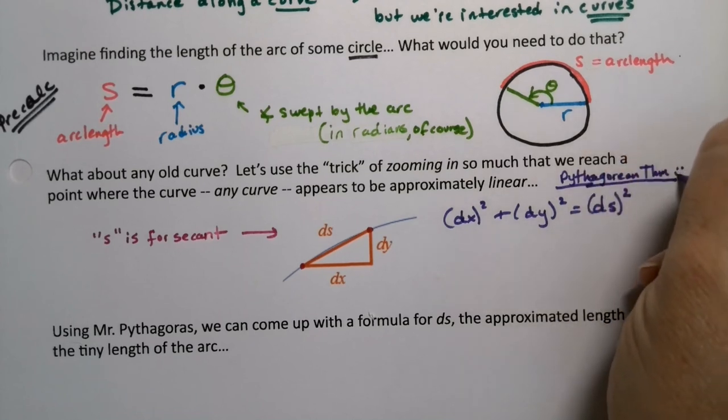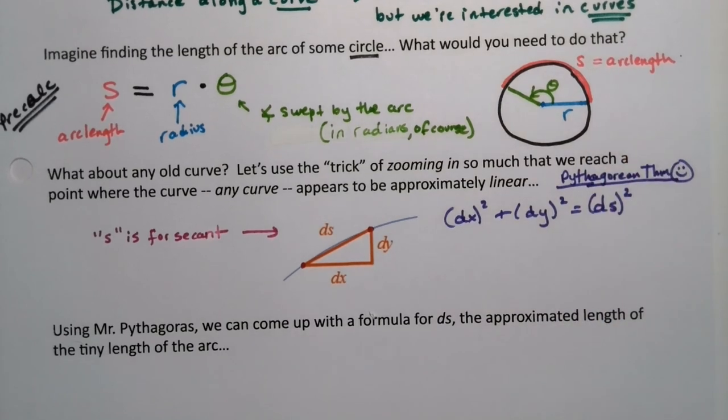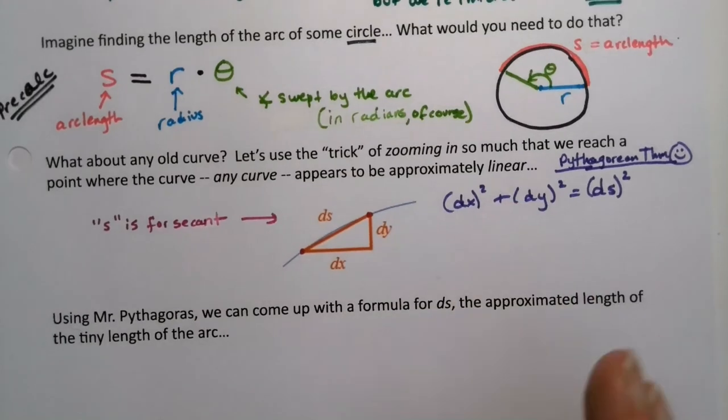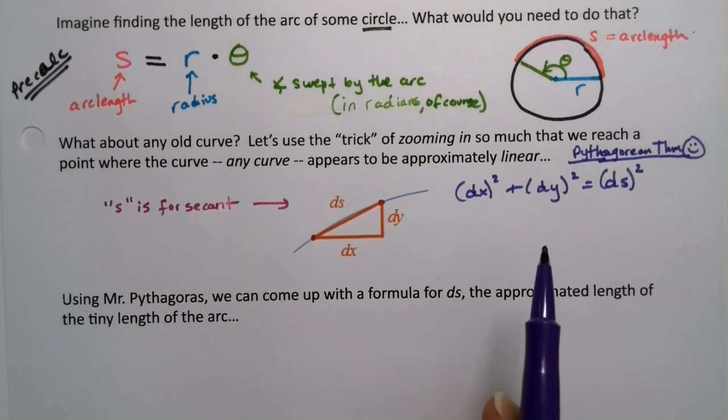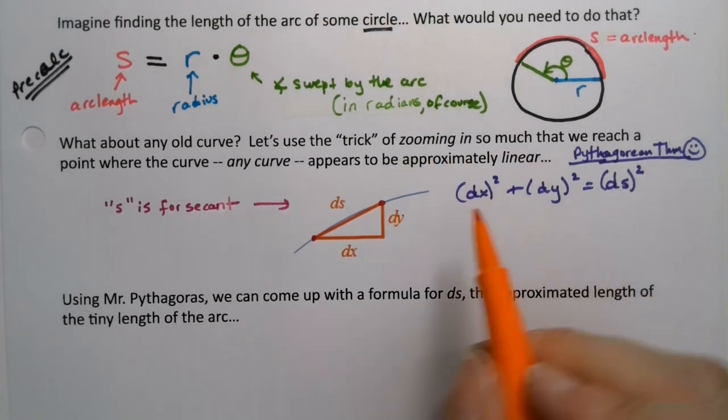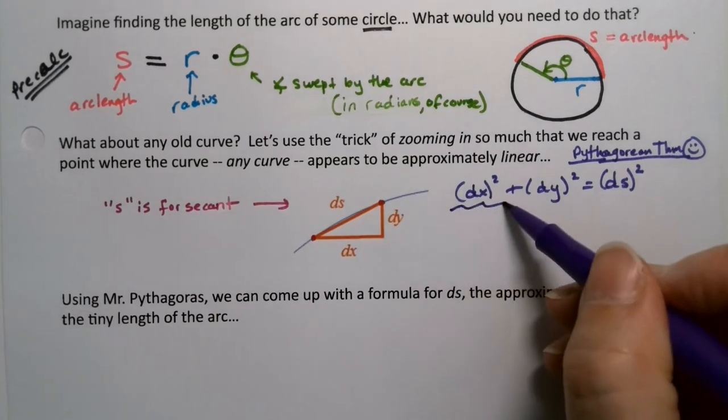Such a useful theorem, used all the time. All right, now I know we want to head to a formula for ds, but I want to work on this a little bit first. So what I'm going to do is divide everything by dx squared. Why? Well, because I can. There's nothing stopping me, right? So this equation is totally true.